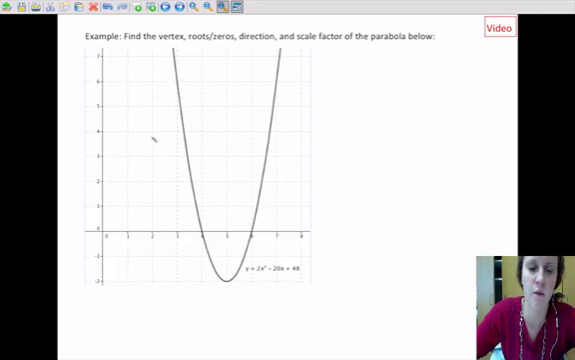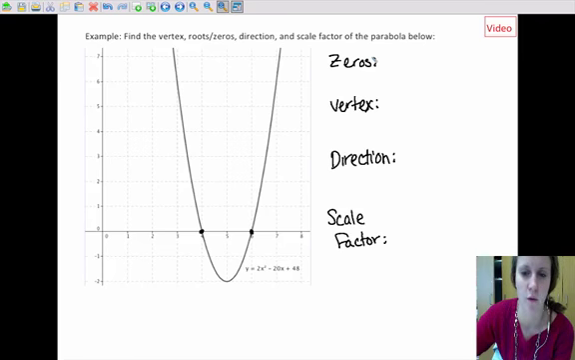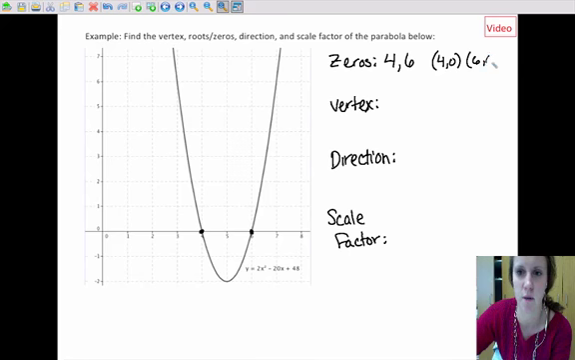We're asked to find the vertex, the zeros, and the direction and the scale factor of the parabola below. So we've got some nice zeros here. It looks like our zeros are 4 and 6. So I'm going to start with those. All right, our zeros are 4 and 6, or we could write that as the coordinates (4, 0) and (6, 0). That's where our parabola crosses the x-axis. So when y is 0, x is going to be 4, and it will also be 6.